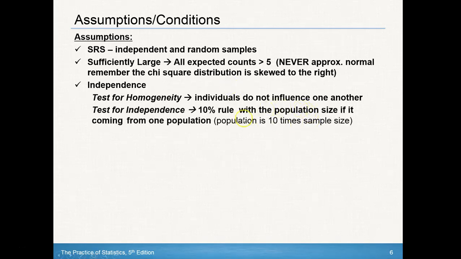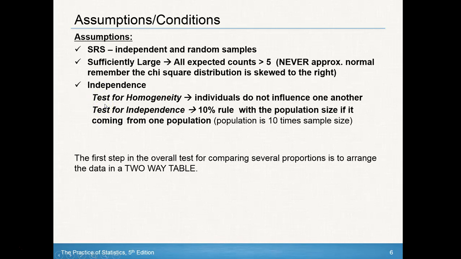Now, for your test for independence, we're still going to use the 10% rule. The population is 10 times the sample size. And why are we doing that? Because this is only one sample. Homogeneity is going to be two samples.